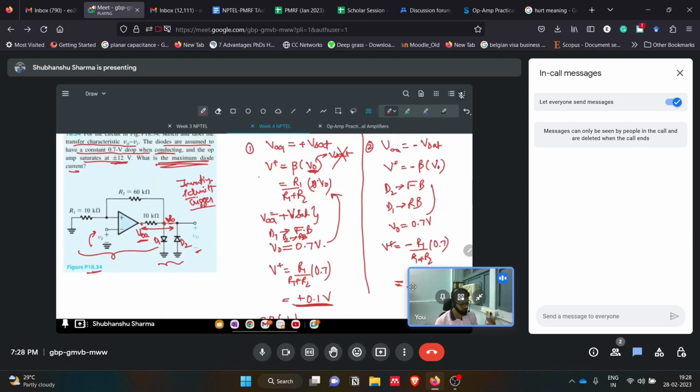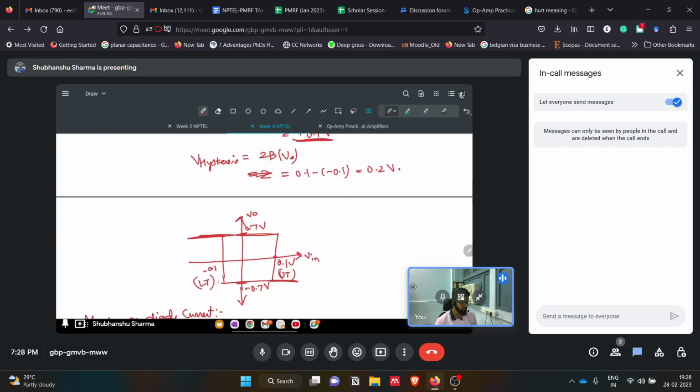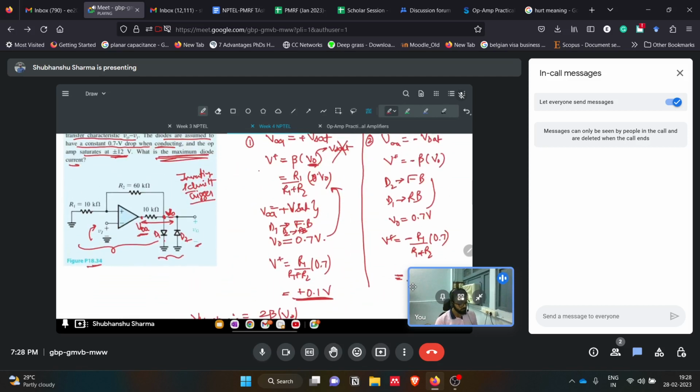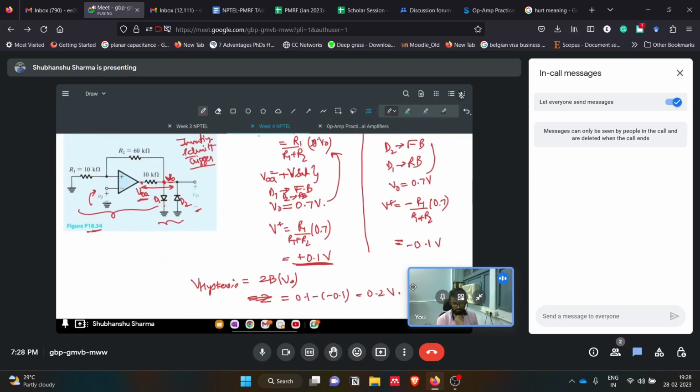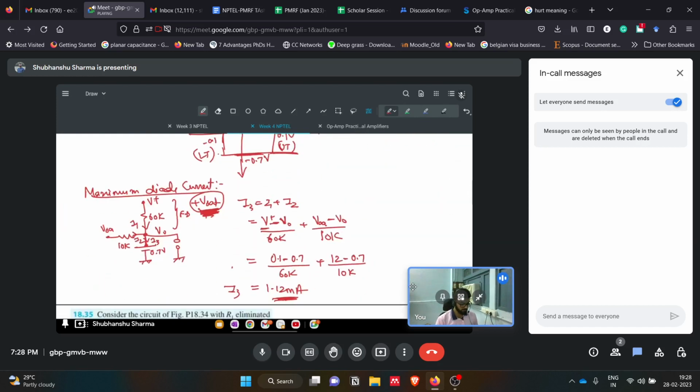What we saw here is that D1 and D2 are first of all limiting the output. They are limiting the output to their forward voltages, that is 0.7 volt and minus 0.7 volts. And at the same time, they are maintaining two threshold voltages, 0.1 volt and minus 0.1 volt. So this circuit can be used where we have to limit the output to 0.7 volt and minus 0.7 volts. So yeah, we'll move towards the next question.